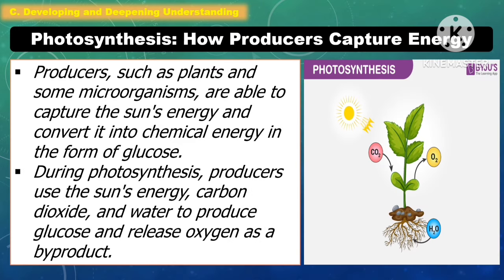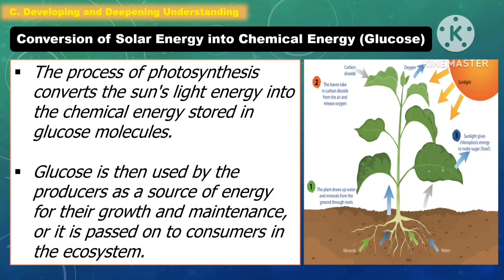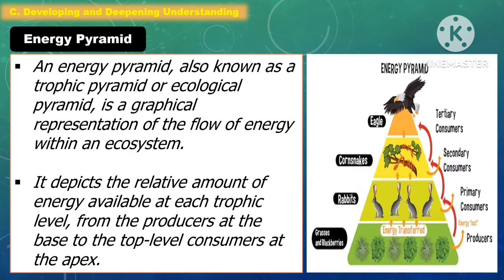Producers such as plants and microorganisms are able to capture the sun's energy and convert it into chemical energy in the form of glucose. During photosynthesis, producers use the sun's energy, carbon dioxide, and water to produce glucose and release oxygen as a byproduct. The process of photosynthesis converts the sun's light energy into the chemical energy stored in glucose molecules. Glucose is then used by the producers as a source of energy for their growth and maintenance, or it is passed on to the consumers in the ecosystem.